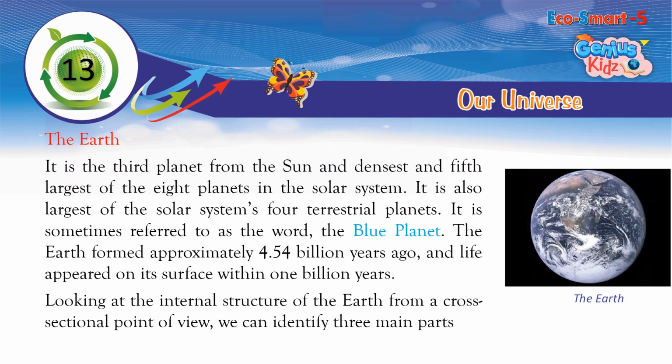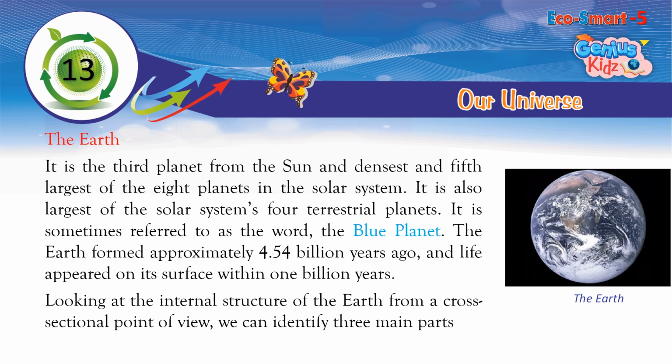The Earth. It is the 3rd planet from the Sun and the densest and 5th largest of the 8 planets in the solar system. It is also the largest of the solar system's 4 terrestrial planets. It is sometimes referred to as the blue planet. The Earth formed approximately 4.54 billion years ago, and life appeared on its surface within 1 billion years.